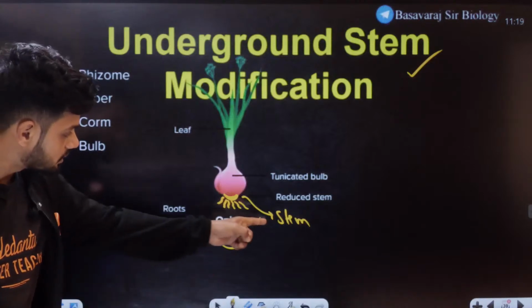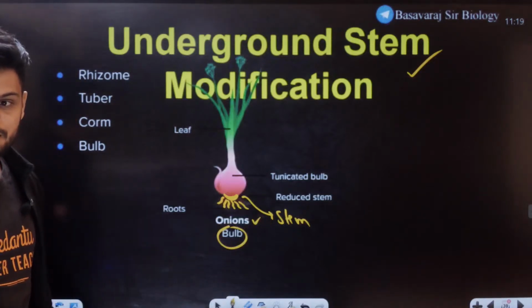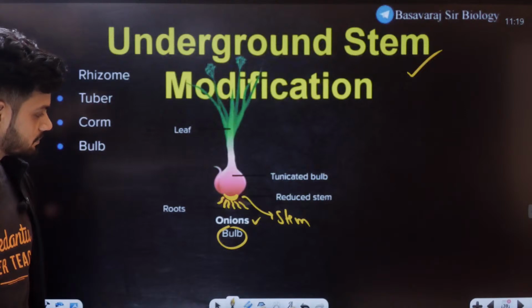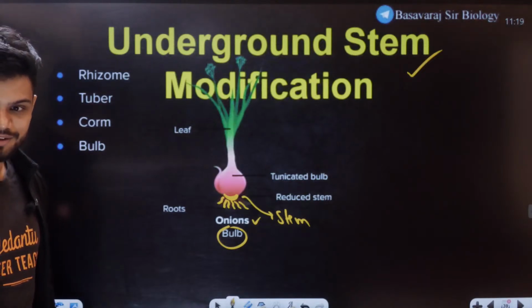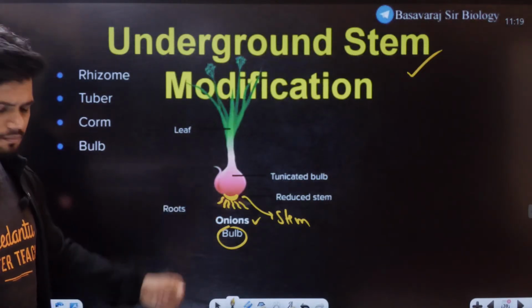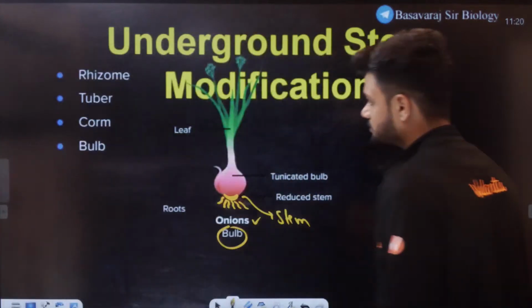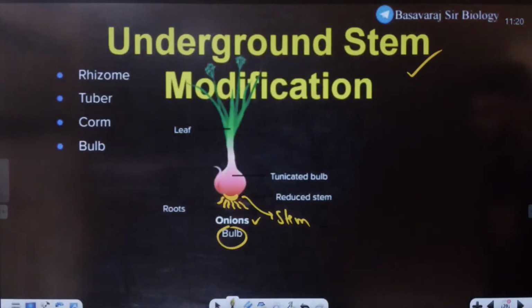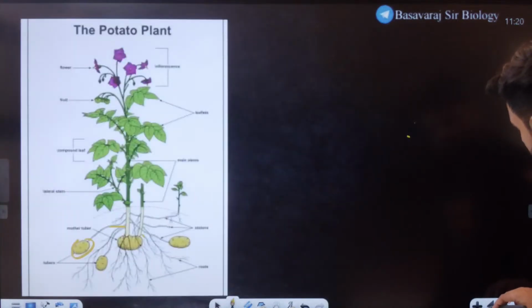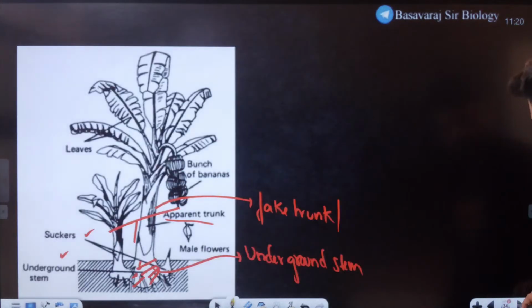That is the stem here. Clear, students? You might have seen this. All of you might have seen this. That is the bulb example. Okay, bulb example. So that is the entire underground stem modification done.